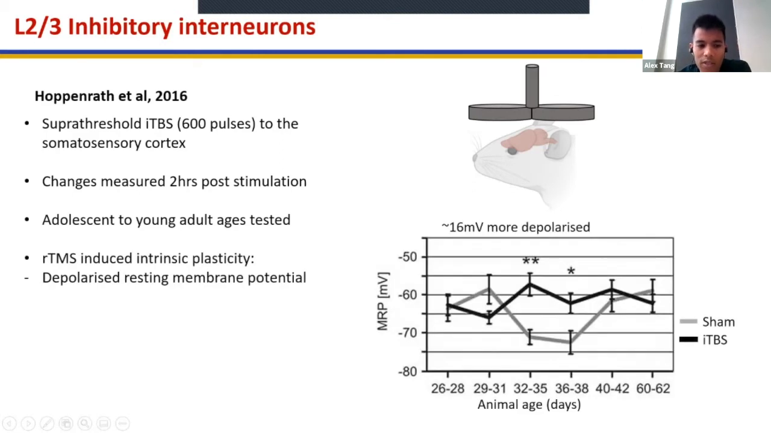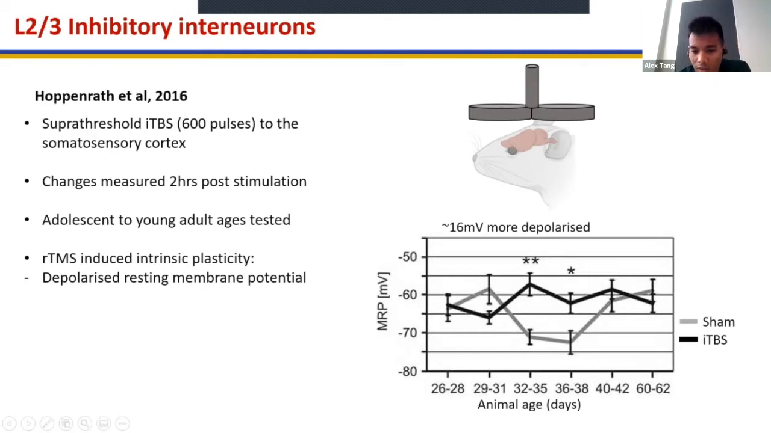When they looked at their changes in intrinsic plasticity, interestingly, what they found was that after iTBS, the resting membrane potential of these layer 2-3 inhibitory interneurons was more depolarized. It's about 16 millivolts more depolarized, and this only occurred in rats of a specific age.